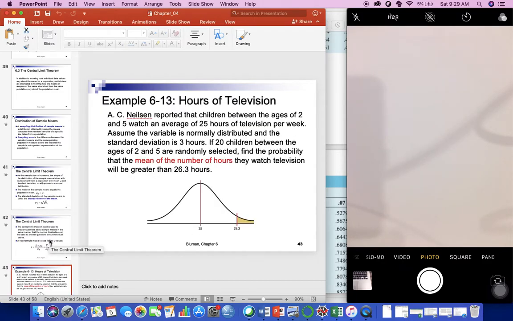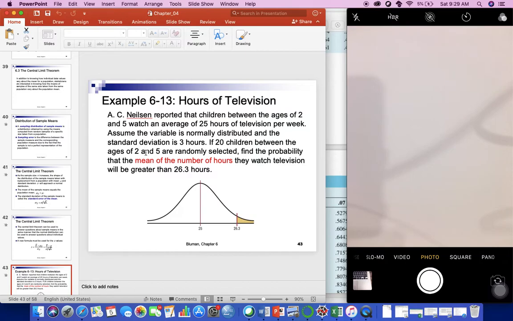Let's take a look at the first example. AC Nielsen reported that children between the ages of 2 and 5 watch an average of 25 hours of television per week. Assume the variable is normally distributed and the standard deviation is 3 hours. If 20 children between the ages of 2 and 5 are randomly selected, find the probability that the mean of the number of hours they watch television will be greater than 26.3.